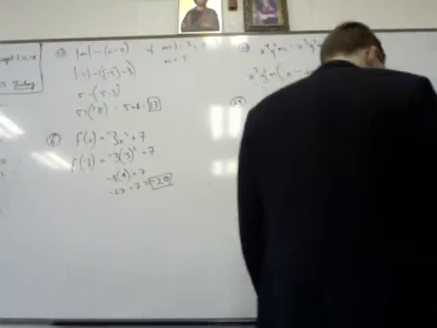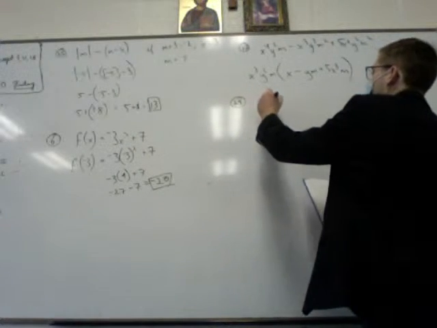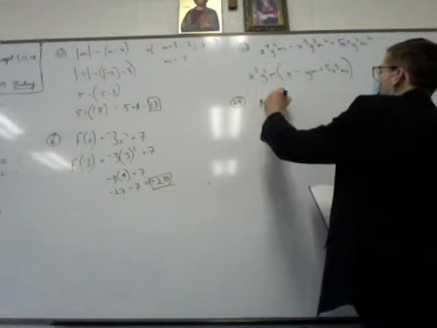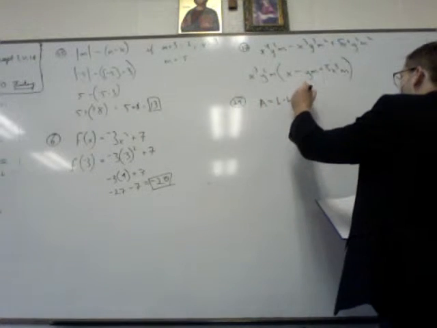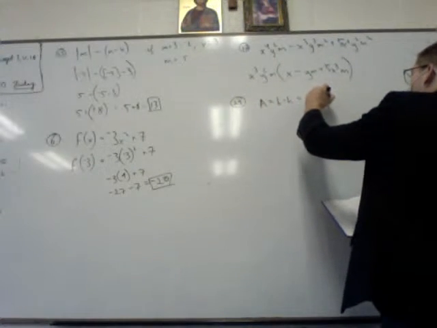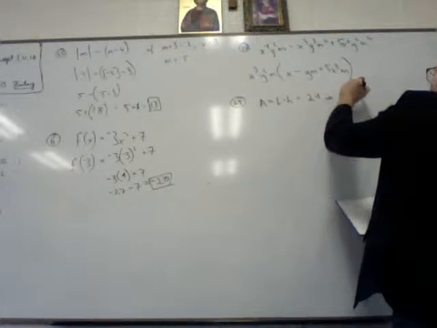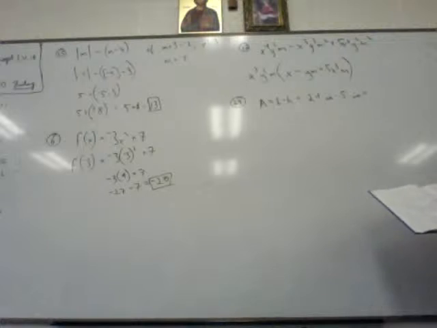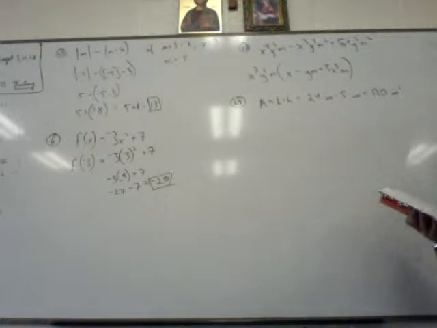All right, so 29, we'll find the area of a parallelogram. How do we find the area of a parallelogram? Base times height, or length times width, whatever you want to call it. What's the base? 24 inches. And the height? 5 inches. So what's the area? The area is 120 square inches.